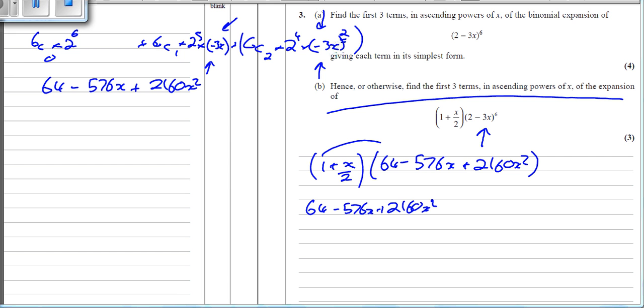And then we're going to multiply by this, up to and including the x squared. So that's going to be 64x over 2, which is going to be plus 32x. Then times by this, that's going to be minus 576x squared divided by 2. So 576 divided by 2. Very lazy there. Should have been able to do that one in my head. 288x squared.